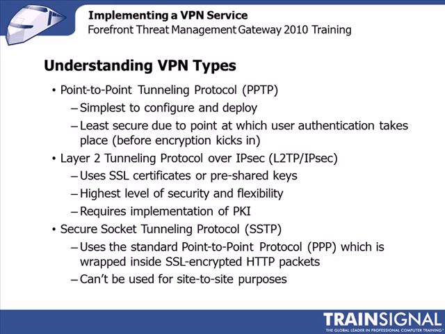Next up, we have the Secure Socket Tunneling Protocol, or SSTP. This uses PPP, similar to PPTP, but instead of being its own protocol like PPTP is, it uses the standard Point-to-Point Protocol, which is then wrapped inside an SSL encrypted HTTPS packet. SSTP is only used to connect individual machines to a VPN host. You cannot use SSTP for site-to-site purposes. SSTP, from a security perspective, is better than PPTP, and it also gets around some other issues that we'll talk about a little bit later.